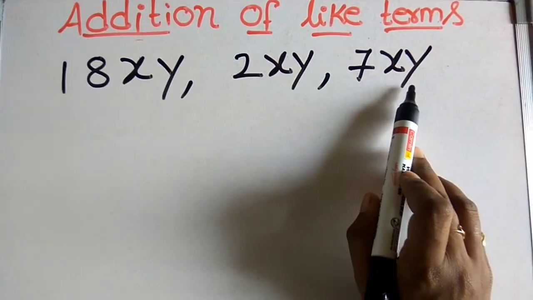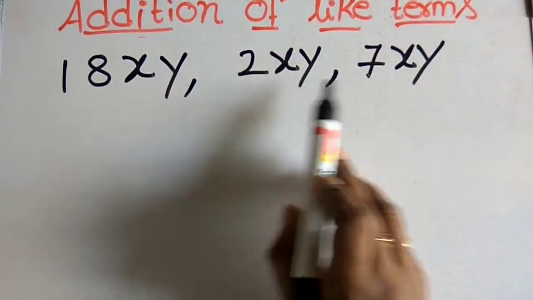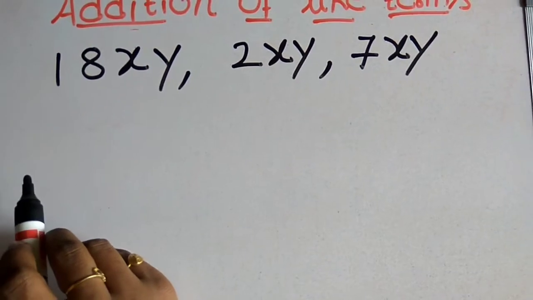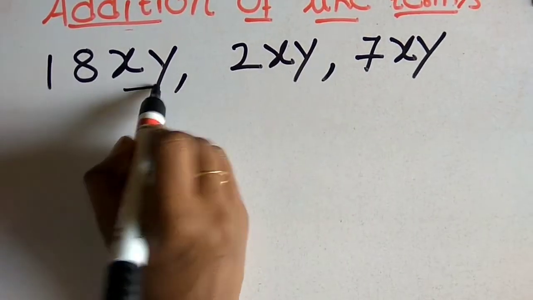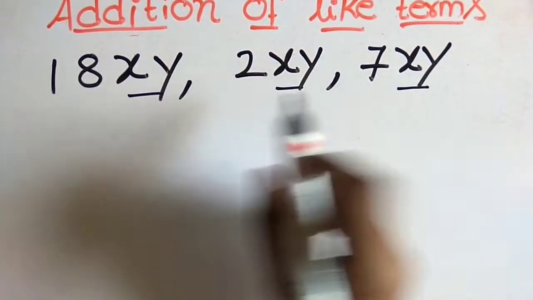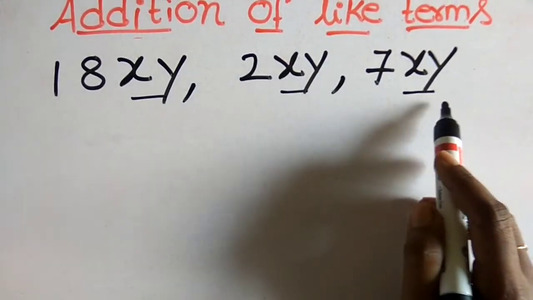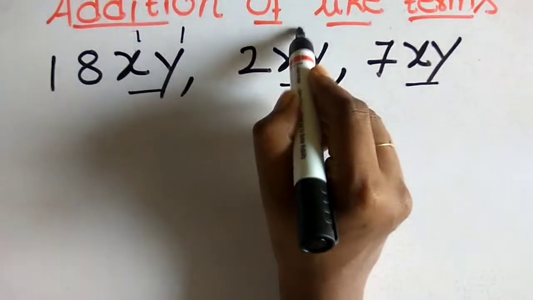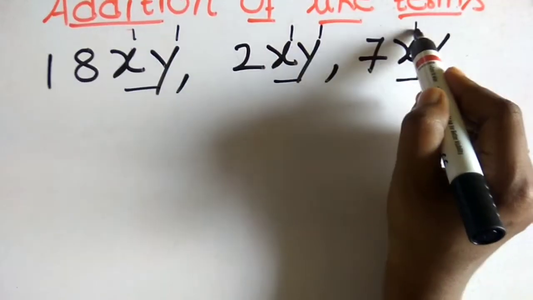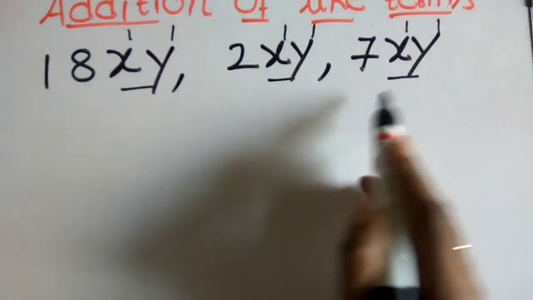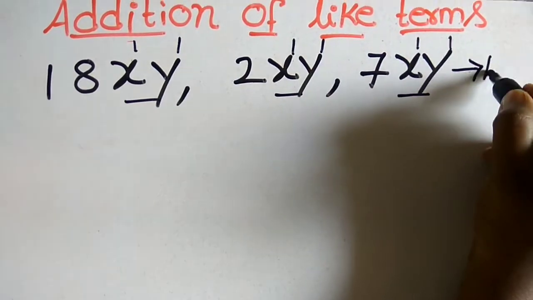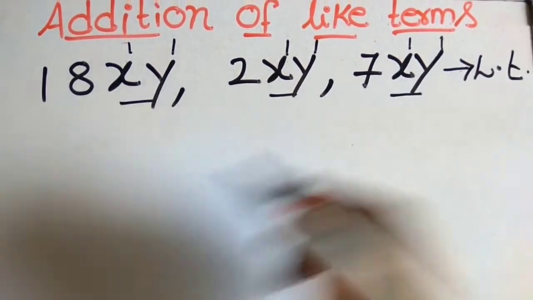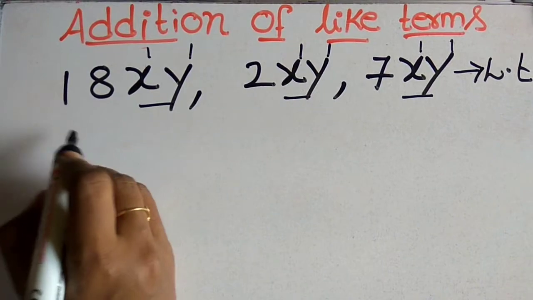18xy, 2xy and 7xy. Here we have how many terms? 3 terms. Now we see how to add these 3 terms. Check the variables. Yes, xy, xy, xy. All are the same. And let us see the exponents on the top. Yes, 1, 1, 1. That means if there is no exponent on the top of the variables, what do we place? 1. Those are like terms. Now we see how to add them.